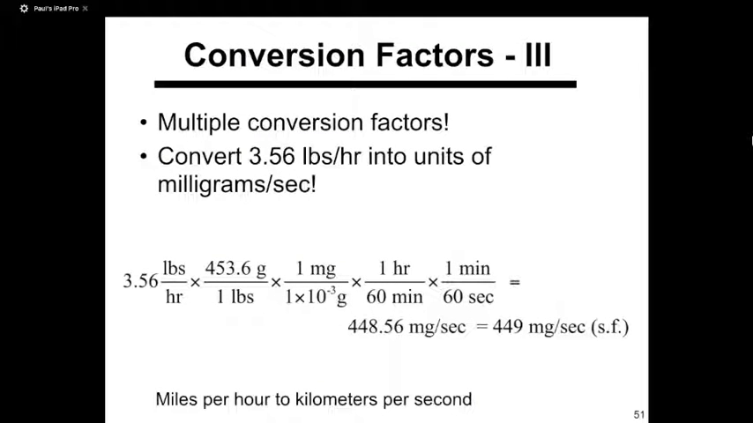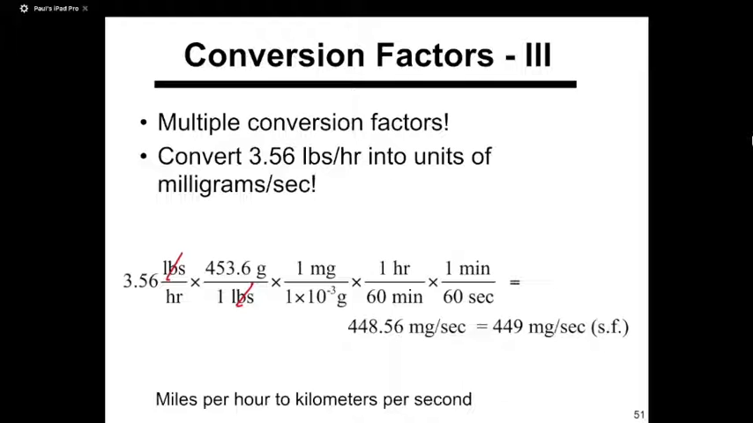The other thing about conversion factors is this, that you can deal with more than one unit in a problem, but you have to deal with each unit by itself individually. And so here we're converting a certain number of pounds per hour into milligrams per second. In this case, it doesn't matter which one you start with, you just have to choose one. I chose pounds to do first. And so I took the pounds and I converted it into grams.